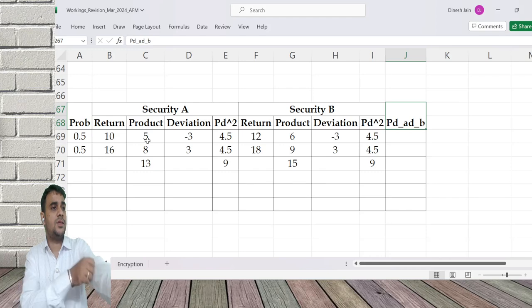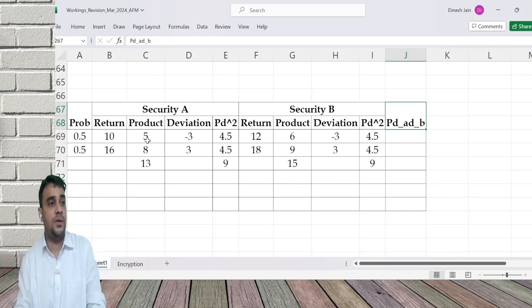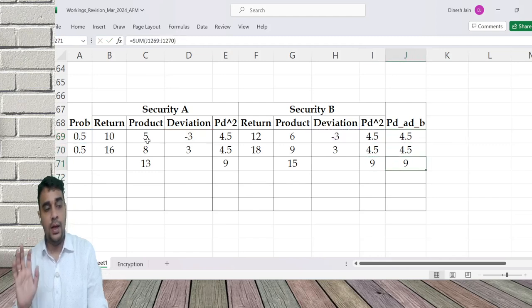The last one is an extra column called probability into the deviation of the first security into the deviation of the second security, which can give negative numbers, and can also give positive numbers. You will have to be a little cautious there. So, probability into deviation into deviation. Any doubts in this?